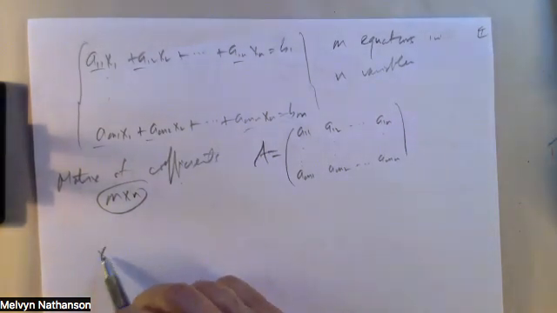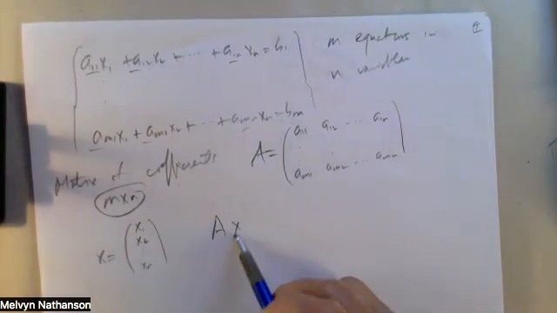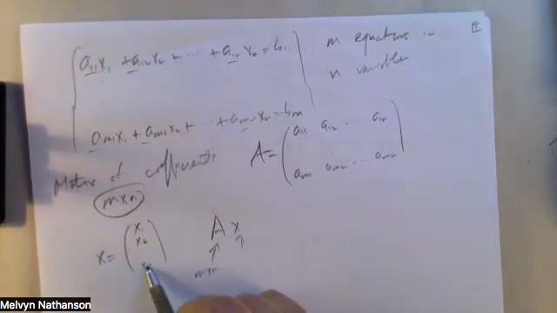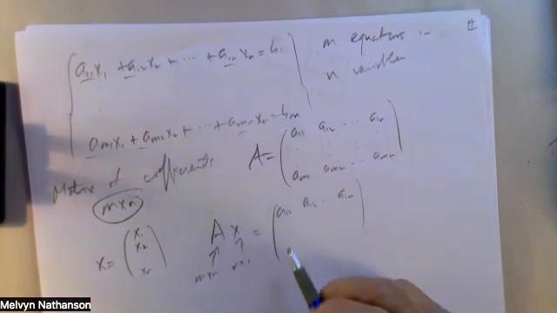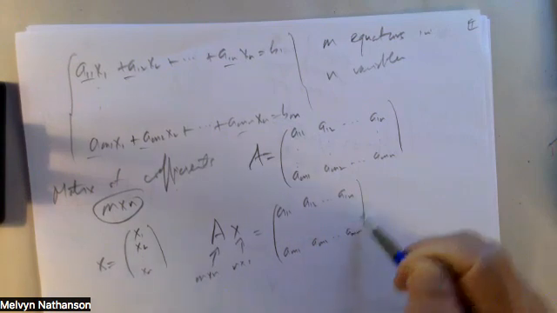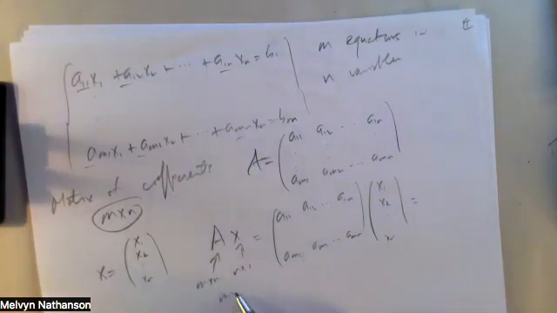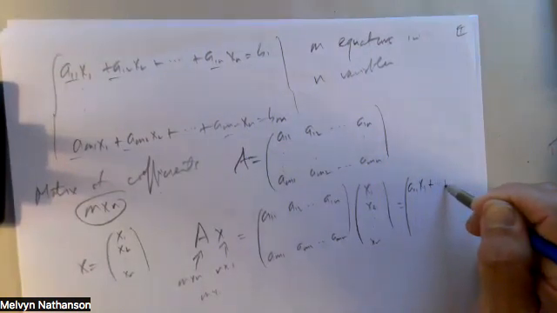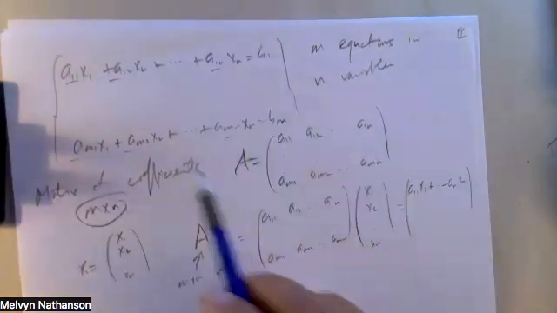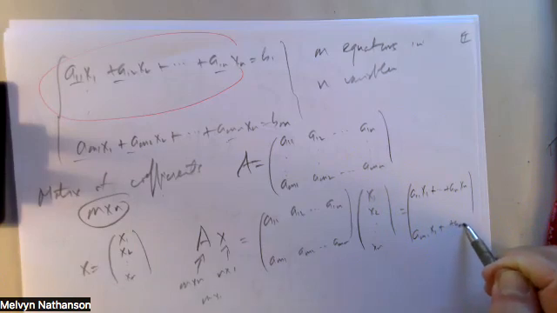I can take the column vector x of variables x1, x2 down to x sub n. So I can multiply A times x. This is m by n. This is n rows, one column. What do I get? a11, a12 up to a1n, down to am1, am2 to amn, times x1, x2 down to x sub n. This is m by n times n by 1. The product will be m by 1. Well, what will the first coordinate be? a11 x1 up to a1n xn, exactly this left-hand side of the first equation, all the way down to am1 x1 up to amn xn.